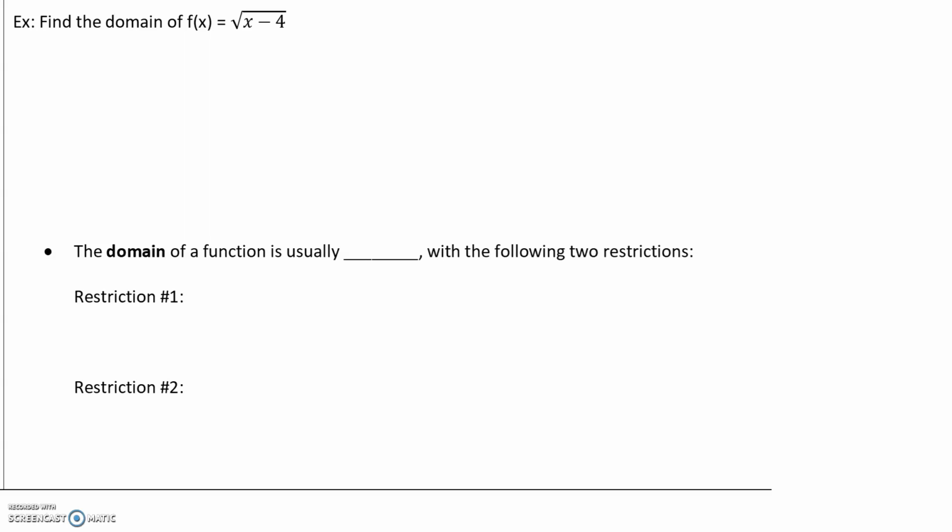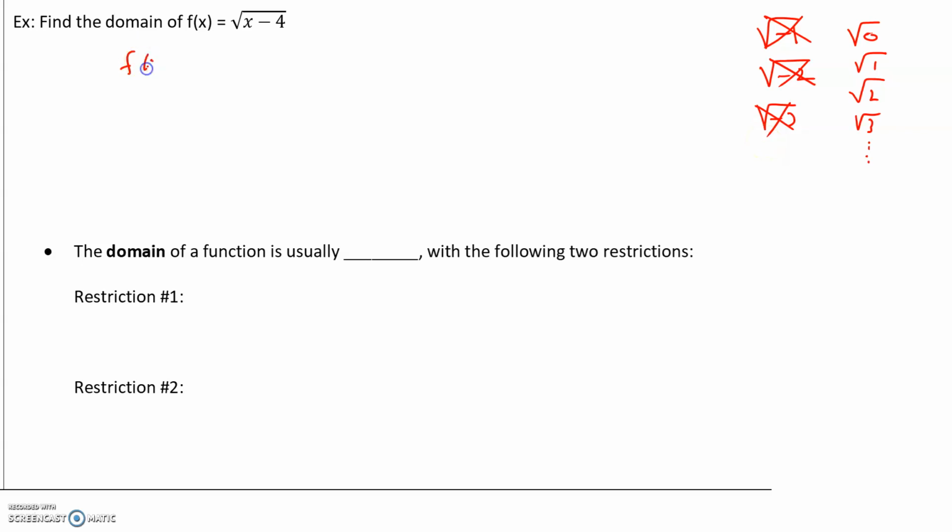Okay, let's take a look at another one. Let's find the domain of f of x equals the radical of x minus 4. Now, if you remember square roots, if you have the square root of a negative number, that's not a real number. Square roots can only be 0 or greater, like 0, 1, 2, 3, etc. So these are all real numbers, but if you have the square root of a negative number, these are not real numbers.